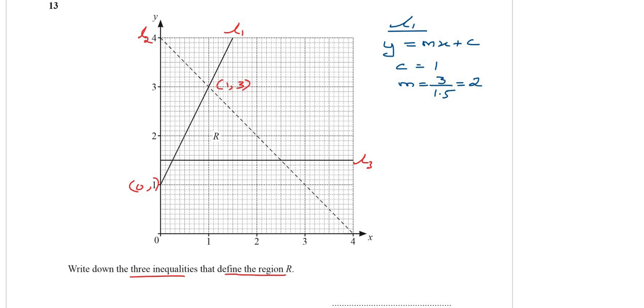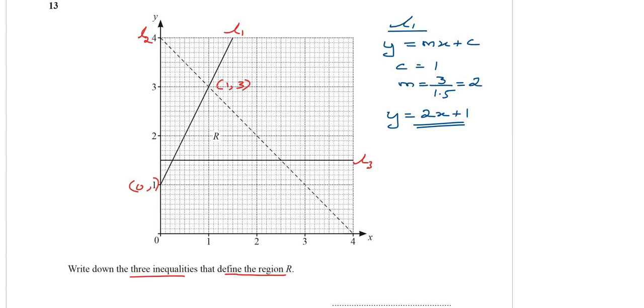Now I am writing the equation of this line. y is equal to mx plus c. m I got as 2, so 2x plus, and c is 1 here. y is equal to 2x plus 1. So the line L1 equation I got: y is equal to 2x plus 1.